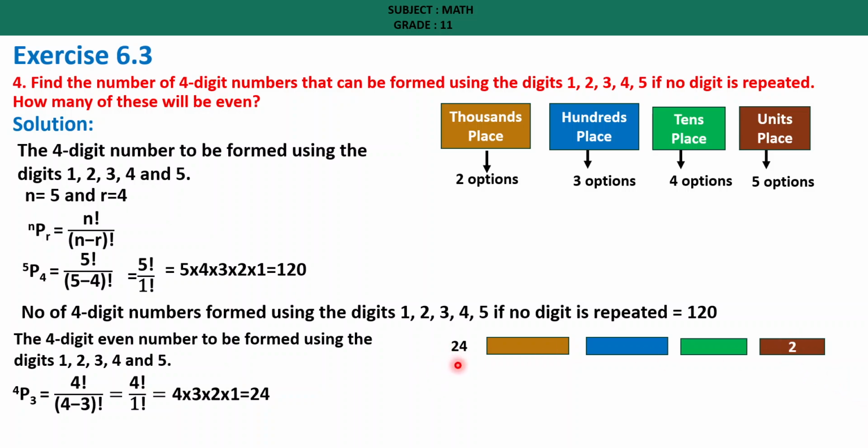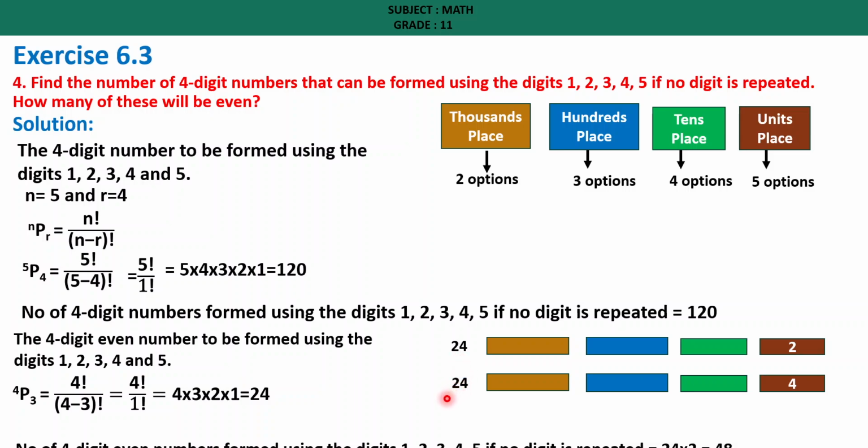So we have the option for the 24. If we keep the units digit as a 4, then we'll get the 24. Therefore, how many of these will be even is 24 plus 24, which is 48. So the number of 4-digit even numbers formed using the digits 1, 2, 3, 4, 5 if no digit is repeated is 24 into 2, that is 48.